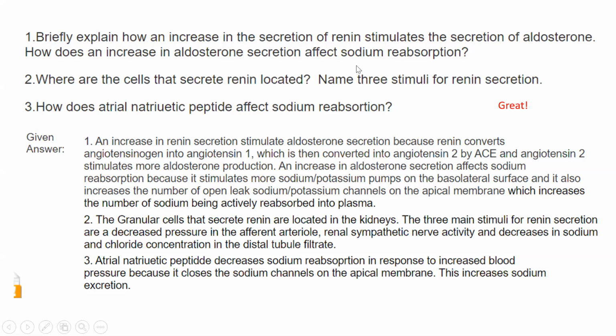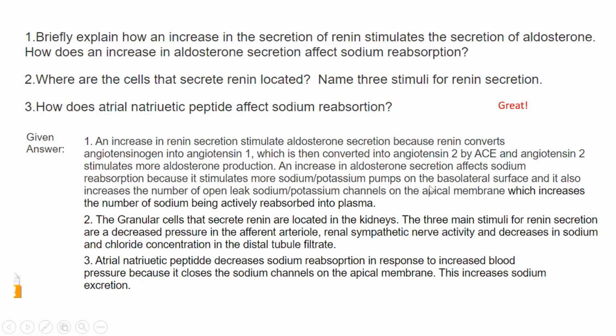The second part of the question: where are the cells that secrete renin located? Name 3 stimuli for renin secretion. So these are the granular cells. They're part of the juxtaglomerular apparatus, which is connected to the afferent arteriole. So we could have put that bit here. I wouldn't dock points for that because you did say that they're the granular cells, but you should have put the juxtaglomerular apparatus. That would have been a bit more specific here.